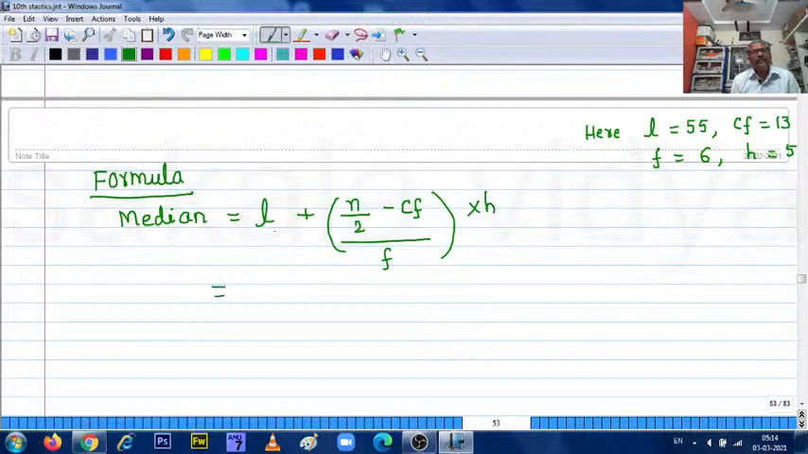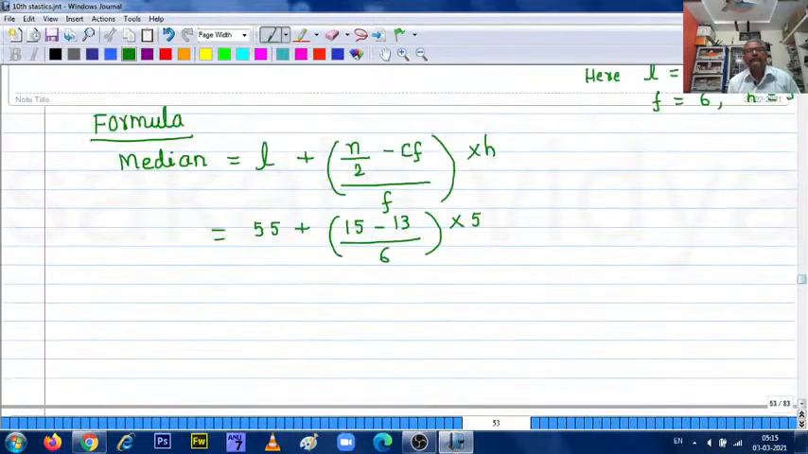So now in the place of L replace 55. L is being replaced by 55, plus in the place of n by 2, 30 by 2 is 15, minus CF is 13, upon F is replaced by 6, and multiplied by the class size whose value is 5. So now we need to simplify this one.